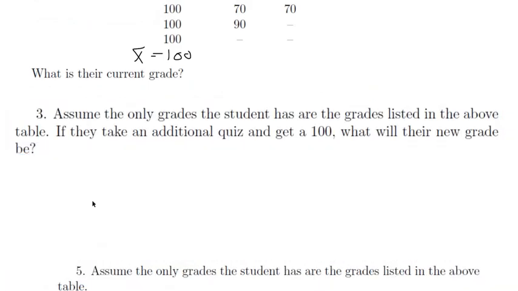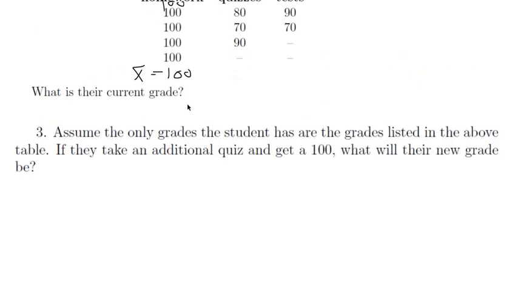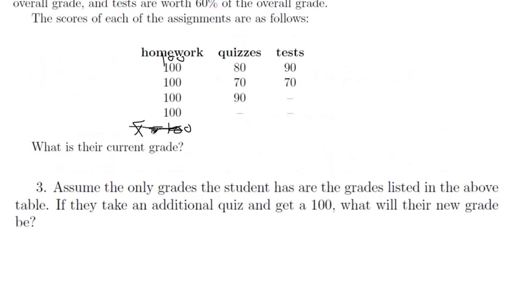Okay, so question 3. Okay, so assume the only grades the student has are the grades listed in the above table. If they take an additional quiz and get a 100, what will their new grade be? So forget what we just did in question 2. We've got 100 over here for quizzes. So the quiz average is changed, but the homework average has not.